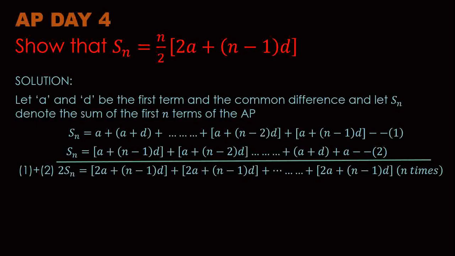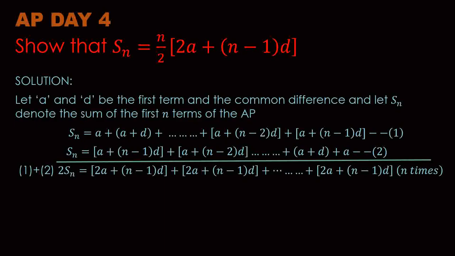D, so a plus a is already twice a. Then we have d plus n minus 2d. So take d common. If you take d common, you will get n minus 2 plus 1, or in other words, it could be 1 plus n minus 2. So now twice a plus n, so 1 minus 2 is minus 1d. So in that way, whenever you add the terms in the same position, you will always get 2a plus n minus 1d.